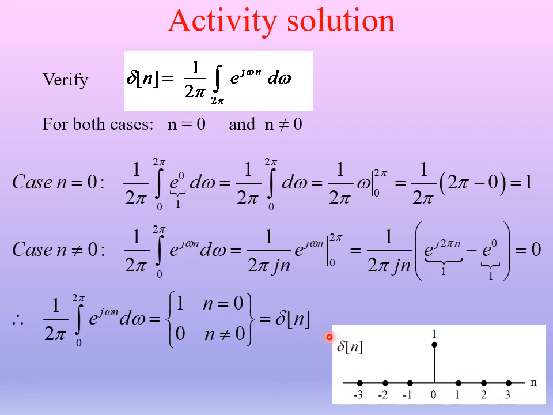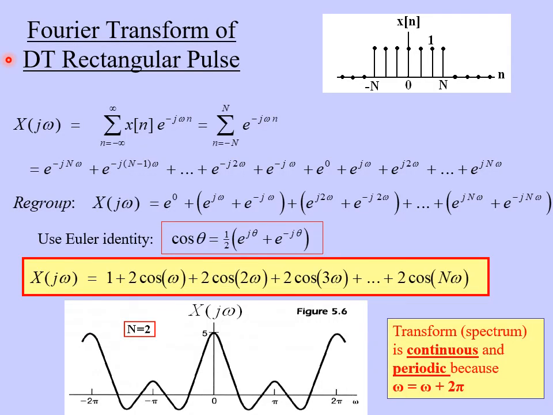So therefore, this is equal to the delta function. Here's our last slide of this part of the lecture. This is another example. This is finding the Fourier transform of a discrete time rectangular pulse. And this pulse looks something like this.